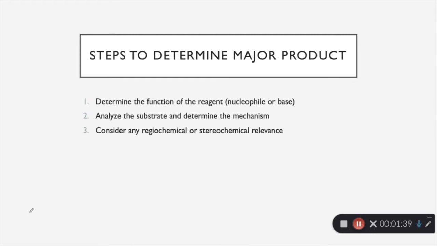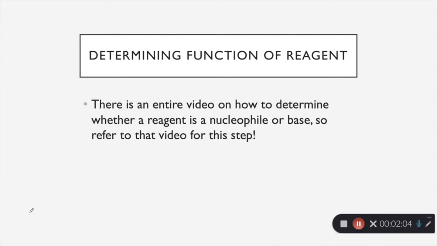And so once you find out what the mechanism is and once you've analyzed it, and you're confused on what the product should be, but you know, okay, this is an E2 reaction, but I'm not sure what the products are stereochemically or regiochemically, there are videos over each specific mechanism, and so I would definitely go back and look at videos over regiochemical and stereochemical relevance on the specific mechanisms. For determining the function of the reagent, which is step 1, there is an entire video on determining whether it is a nucleophile or base. And this is super important because this will help you determine whether it will be elimination or substitution.